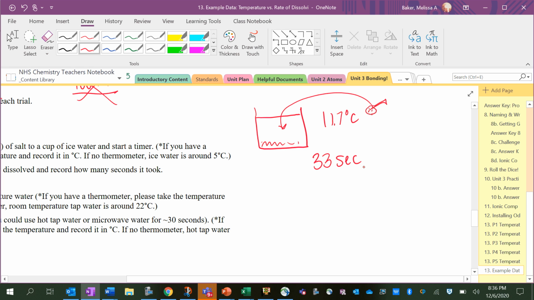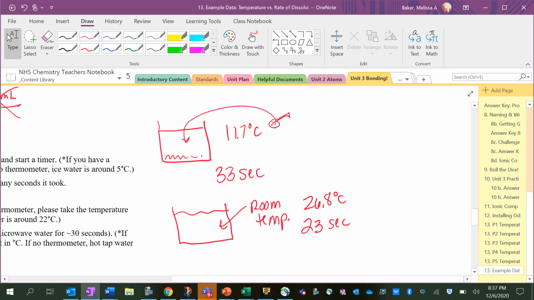Then I rinsed everything out and I filled the cup with about lukewarm water this time. So it was just like room temperature water. So I took the temperature of it and it was 26.8 degrees Celsius. And that took about 23 seconds to dissolve.